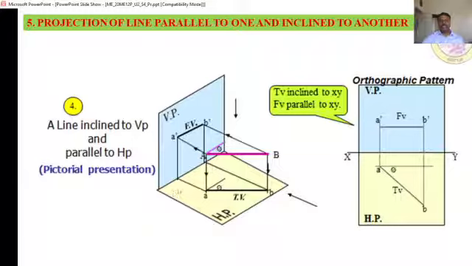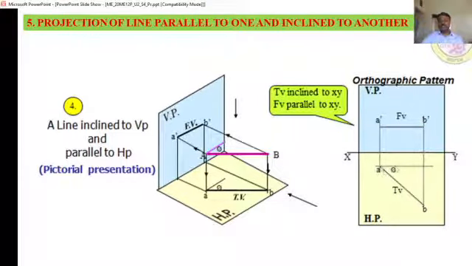Now rotate this HP through 90 degrees in the clockwise direction and obtain the orthographic projection. First we have to look at the condition, and from where you can start the drawing, and for which plane it is parallel, where we get the true length. That you have to find. As explained earlier, true length you can see in HP. So this is inclined to VP.